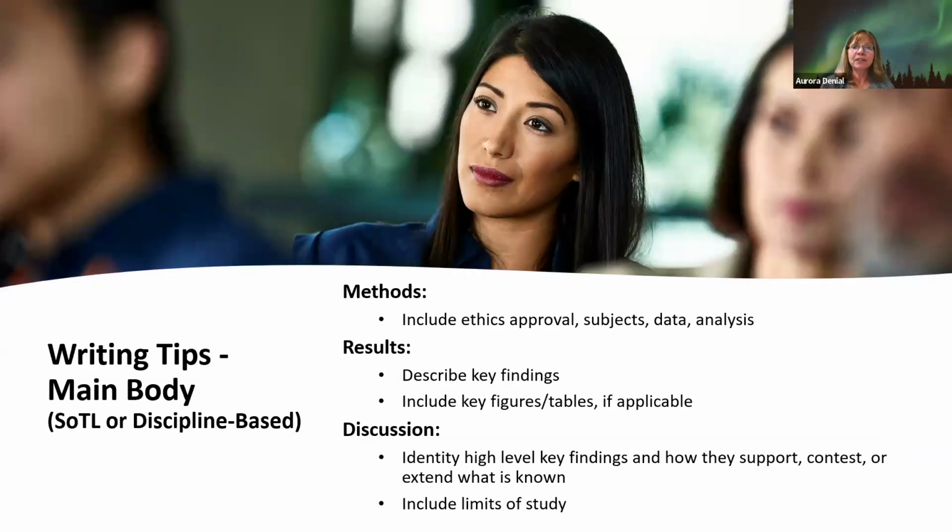Okay, very briefly, because I think that Marley will be going over some more of this. Once again, your methods is your ethics approval, your subjects, how your data was analyzed, how it was gathered. Could it be repeated? This is the section where if someone wanted to repeat your experimental design, they could do that. So you do want to be very specific in giving out information.